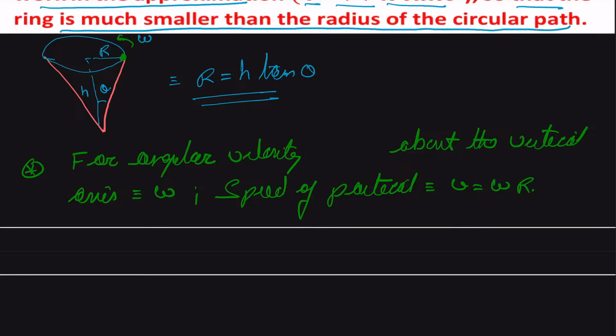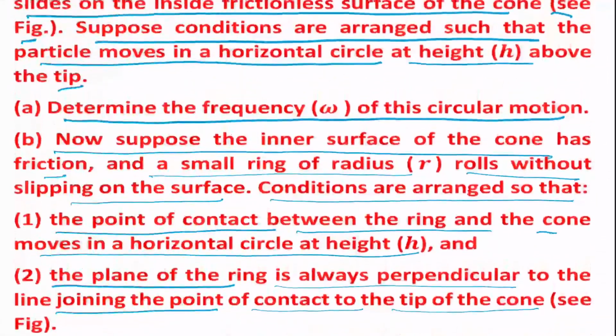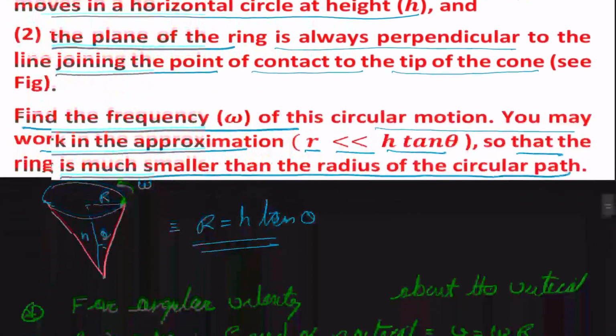Now we come to part A, and part A states that the surface is frictionless, and we are supposed to find the value of the frequency. That's our part A.